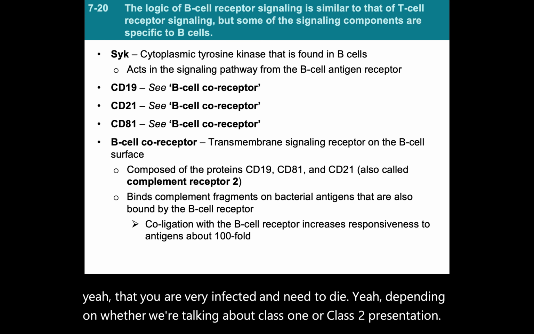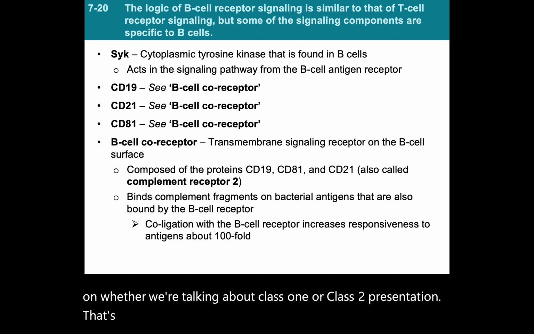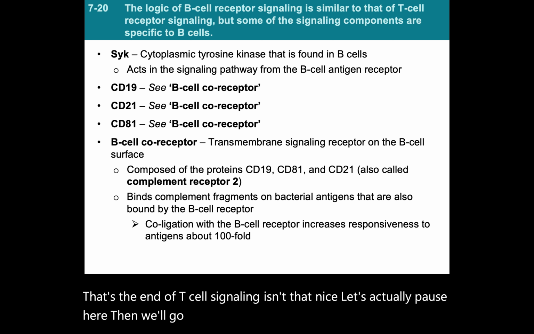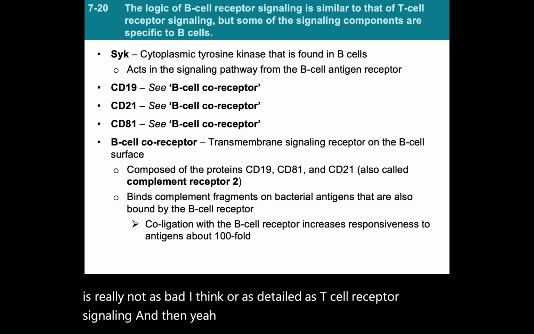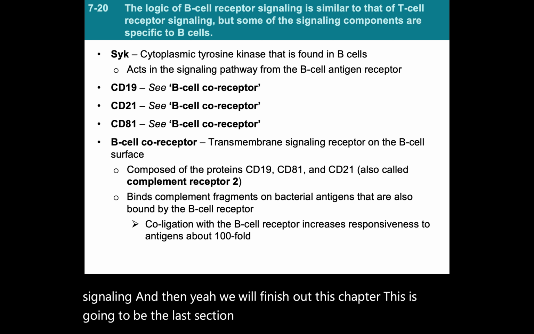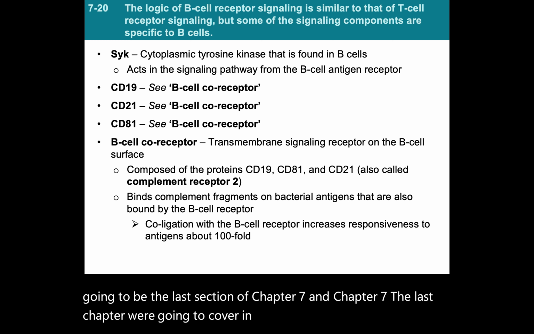Okay, that's the end of T cell signaling. Isn't that nice? Let's actually pause here, then we'll go through a bit of B cell receptor signaling, which is really not as bad, I think, or as detailed as T cell receptor signaling. And then we'll finish out this chapter. This is going to be the last section of Chapter 7. And Chapter 7 is the last chapter we're going to cover in this course. So, oh my goodness, we're almost done. Thanks very much.